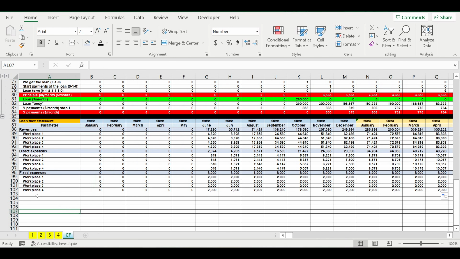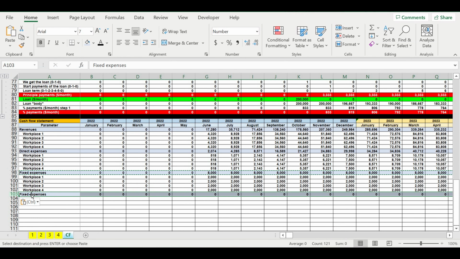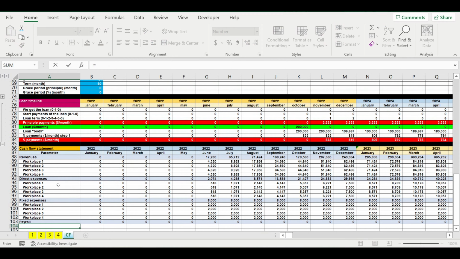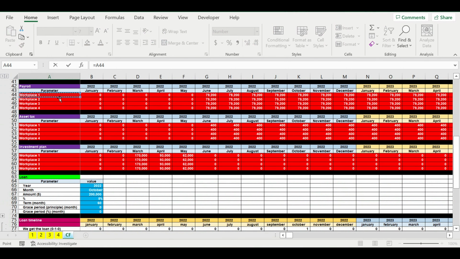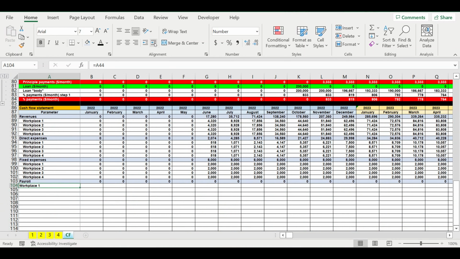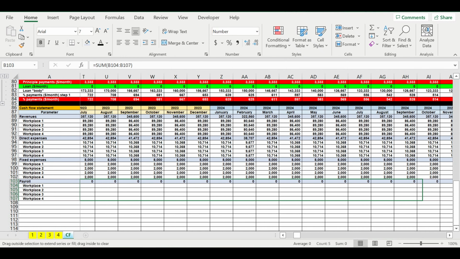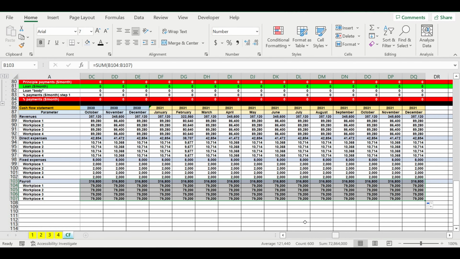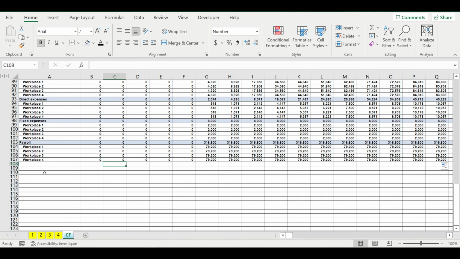Then we are taking payroll. We will also extrapolate this formula to the right. Then we will take taxes.